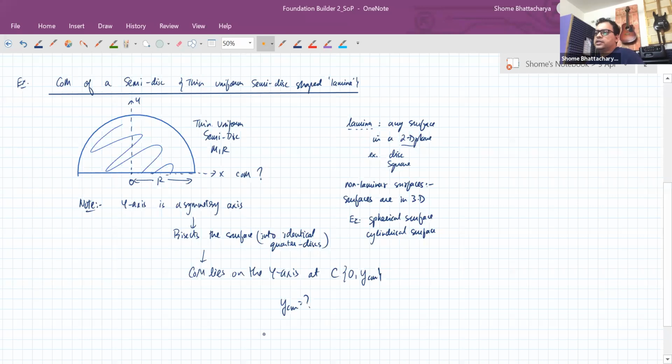Okay, so this will become the task in hand. Obviously we'll find ycm by using this formula: integration y dm divided by total mass. But here dm should be a surface element.